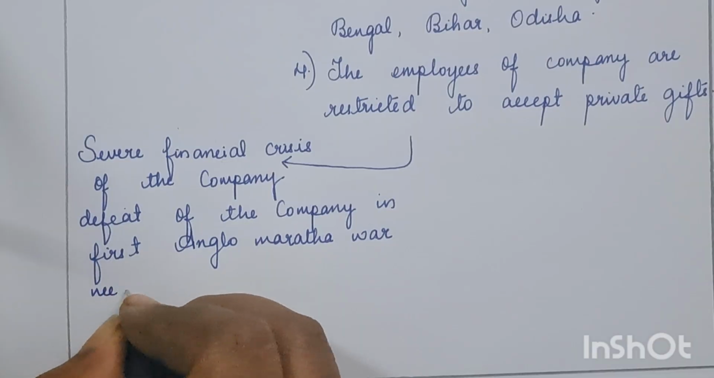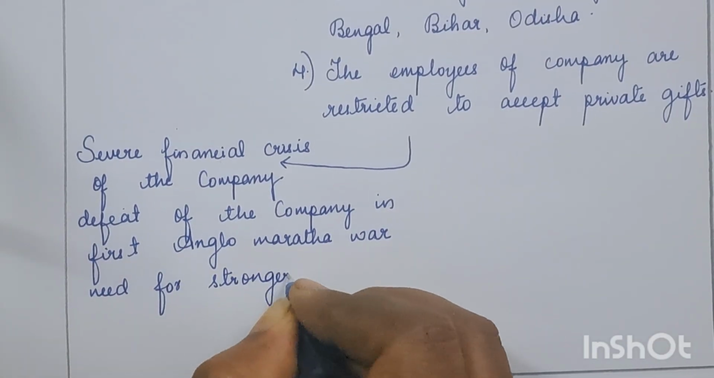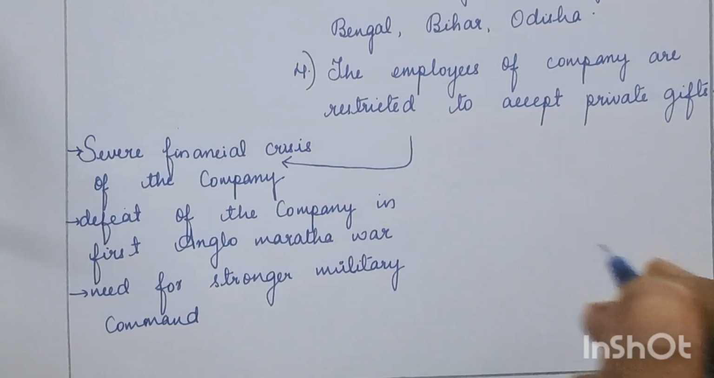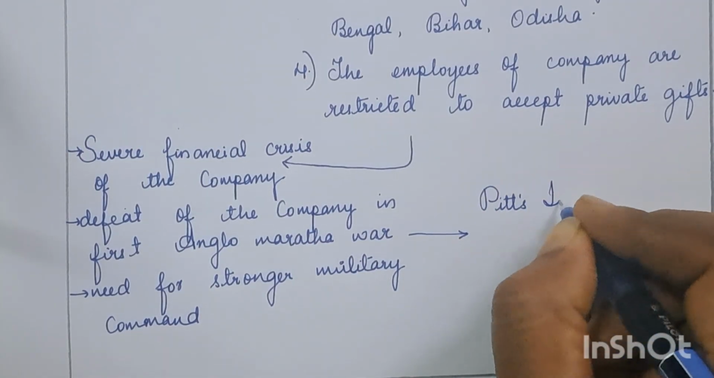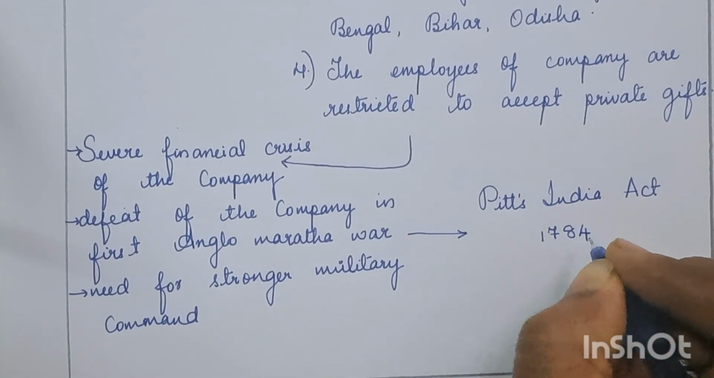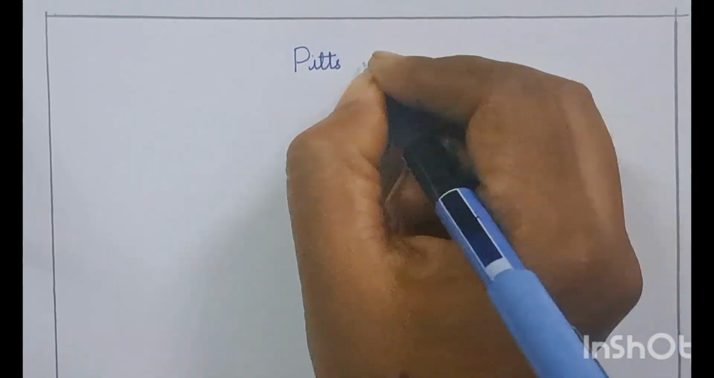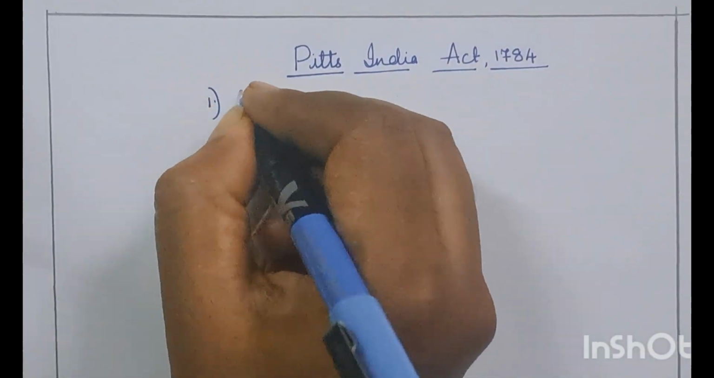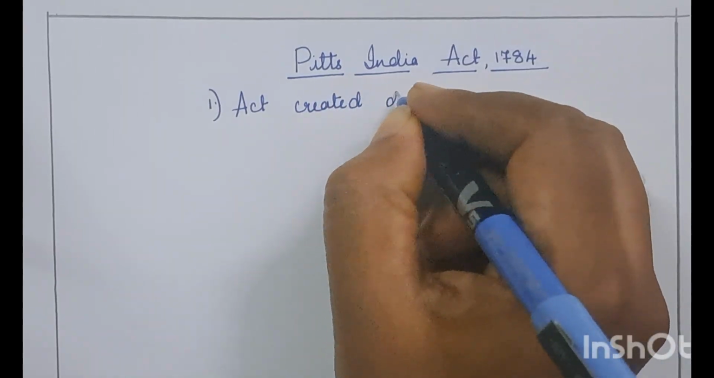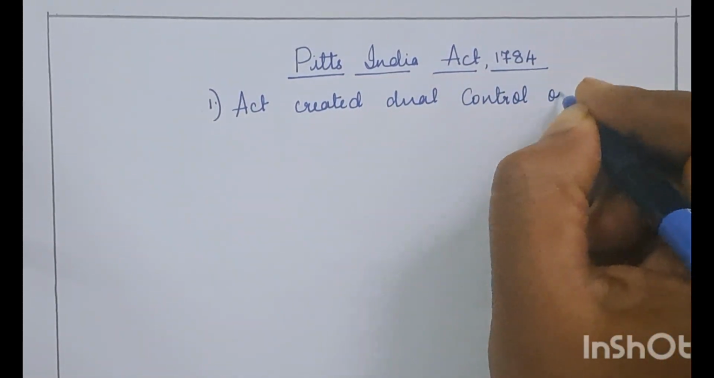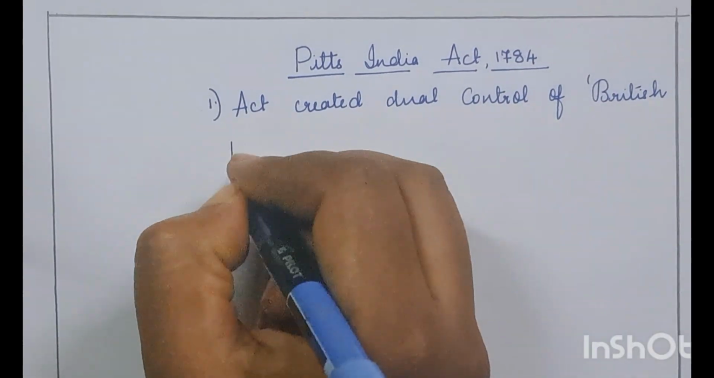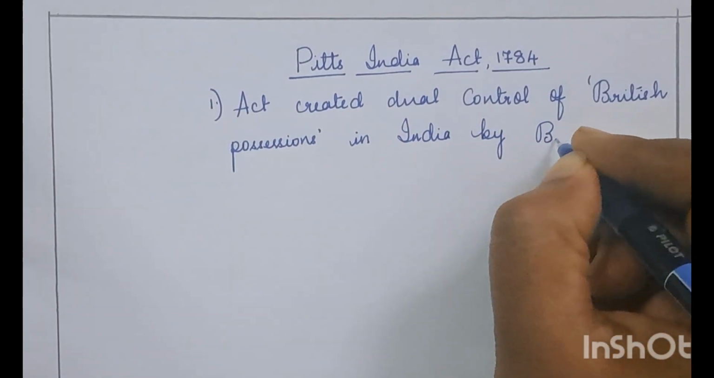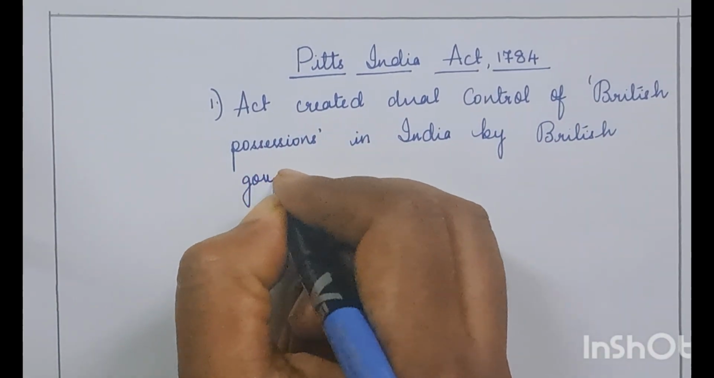As a result, the Pitt's India Act 1784, also known as East India Company Act, was passed. And this act is meant to correct the defects that happened in the Regulating Act 1773. The act resulted in dual control of British possessions in India by the British government and company, and the final authority resting with the government.